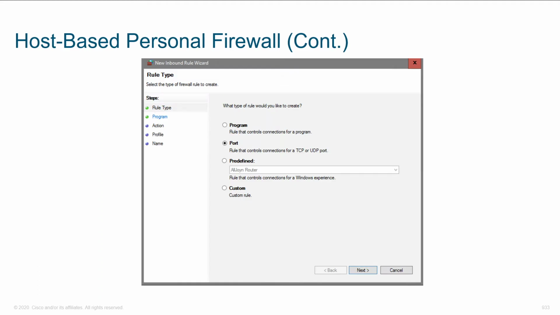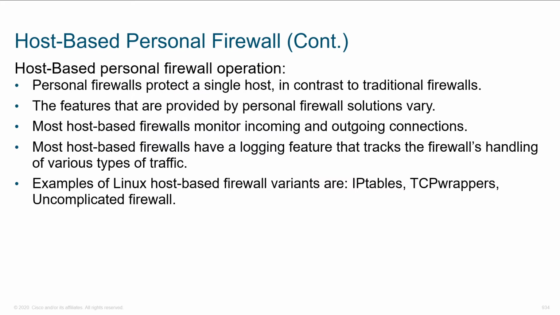If we like, we can create new rules for the firewall. It's pretty straightforward. We would create a new rule, and then we'll specify what is it that we want to allow, a particular program, perhaps a port. We can come up with things that are predefined as well as custom.